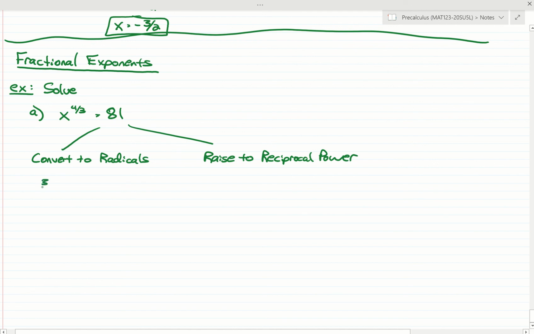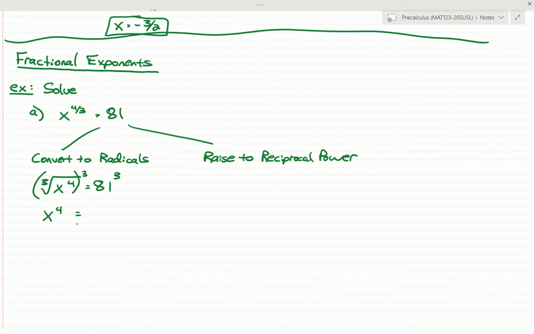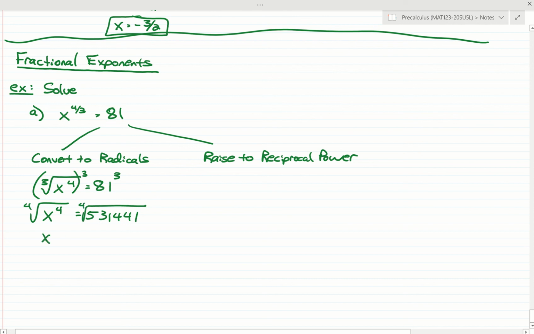So this would be the third root of x to the 4th is equal to 81. So what we could do is we could cube both sides. It's going to be a massive number. I'm not going to know what that is. So 81 to the 3rd is 531,441. Then we're going to take the 4th root of both sides. And we get x is equal to the 4th root of that huge number, which is 27.